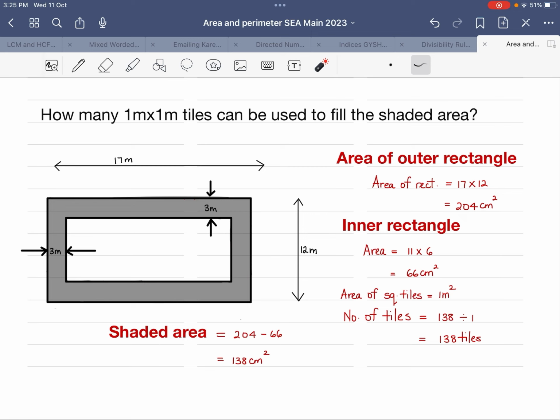So similarly, we determine the area of the outer rectangle. 17 times 12, 204. The inner rectangle will be 17 take away 6, which is this 3 and this 3 here, which is 11, and 12 take away 6, which is 6. So 11 times 6 is 66.